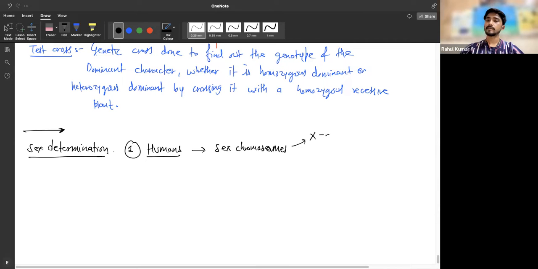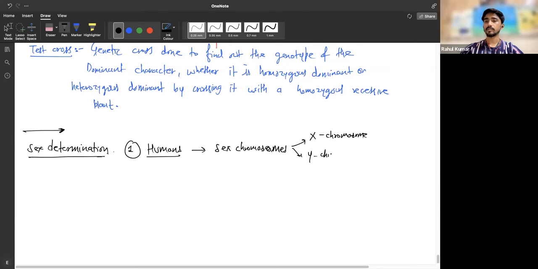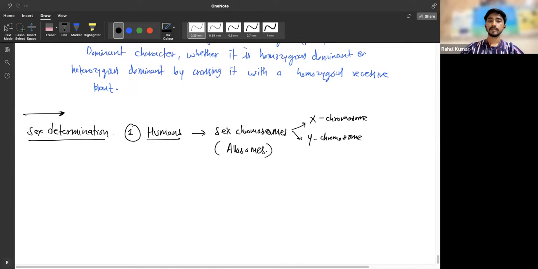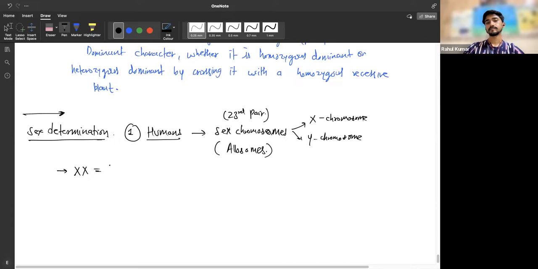It can be XX for females and XY in males. Yes, but the chromosome can either be an X or a Y chromosome. So these two are together known as sex chromosomes, or also known as allosomes, not autosomes. And this is the 23rd pair in humans, remember? And we know that if it is X and X, it will give rise to female, and if it is X and Y, it gives rise to male.